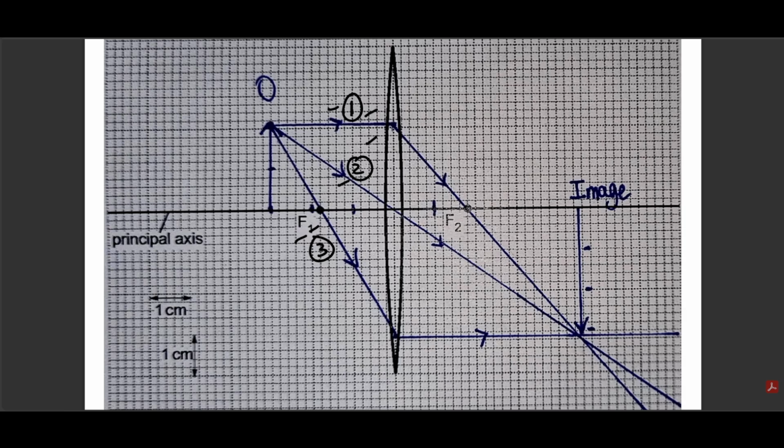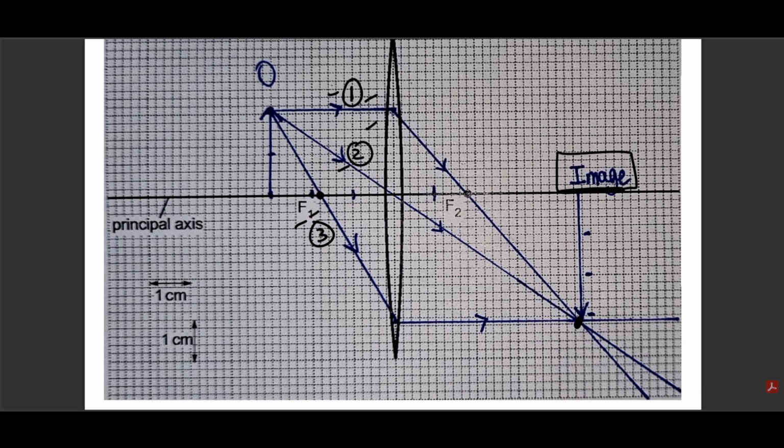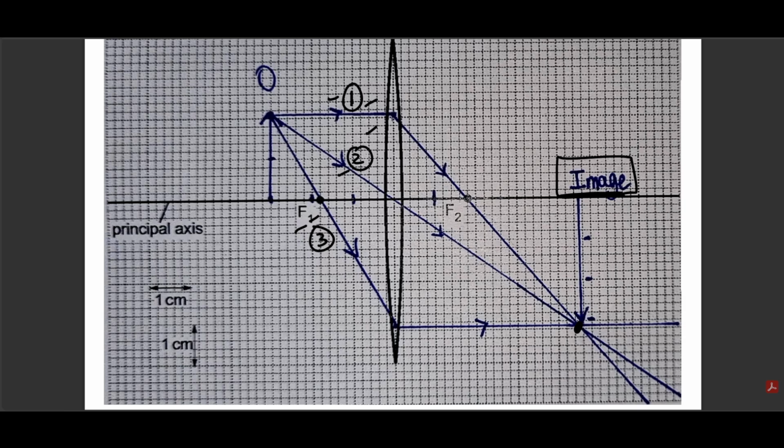So the third mark would be for making the image itself. Wherever you see the point of intersection, this is where your image will be, and you draw it with a straight line going back, touching the principal axis. One thing that you don't have to do is mark these points. I've done this during the counting process. You don't have to do that.